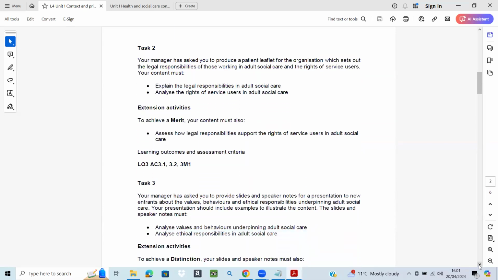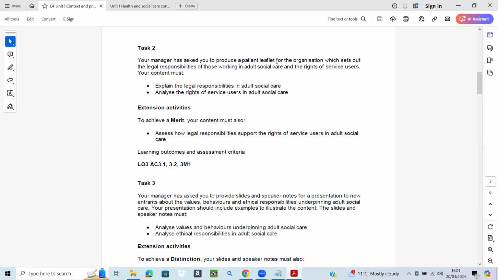So now again in task 2, your manager has asked you to produce a patient leaflet for the organization which sets out the legal responsibilities of those working in adult social care and the rights of service users. Your content must explain the legal responsibilities in adult social care and analyze the rights of service users in adult social care. So we need to make a leaflet.